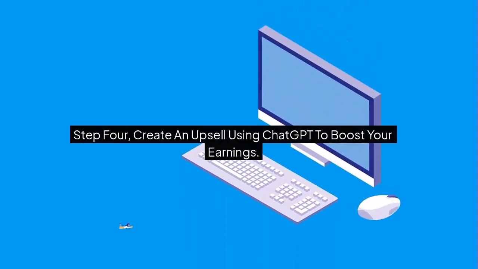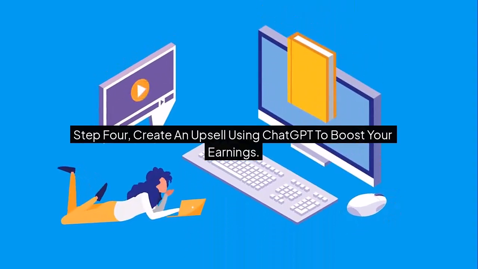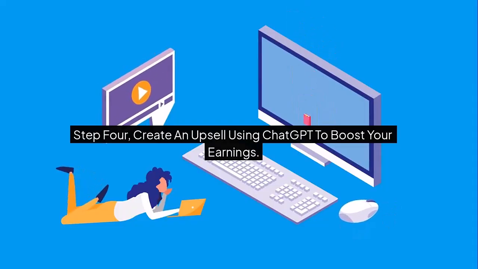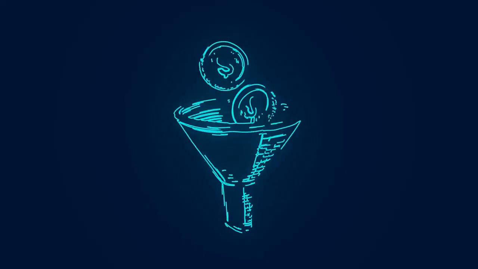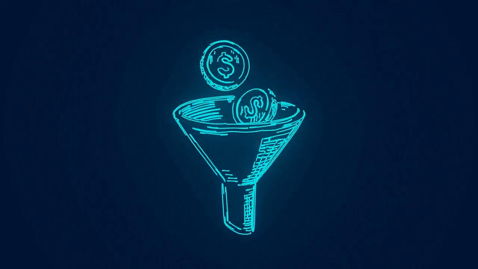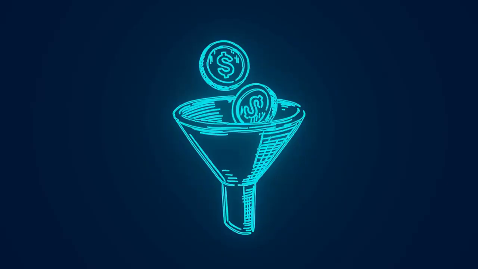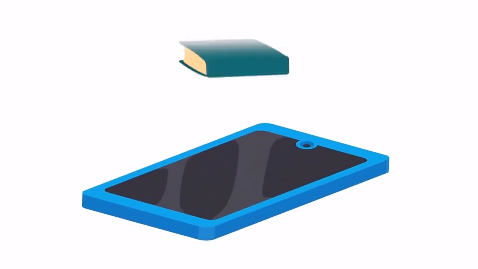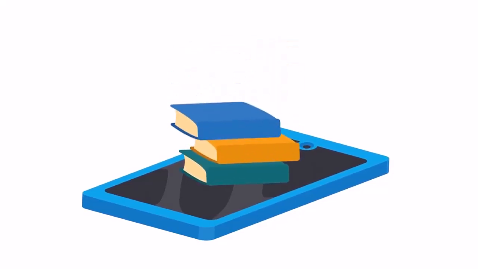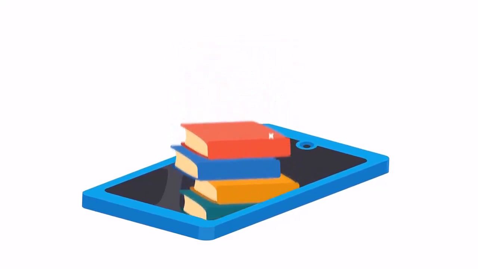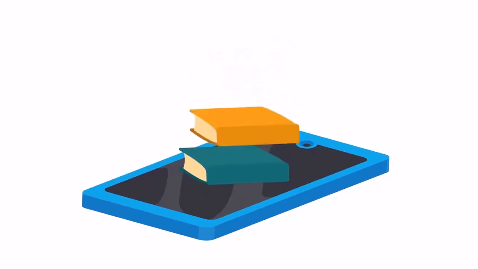Step 4. Create an upsell using ChatGPT. To boost your earnings, it's a great idea to add an upsell to your funnel, which is either an equal price or higher price offer that people can buy after they've purchased your main product. This could be an advanced ebook, a second course, or a deeper dive into a topic you've already covered.